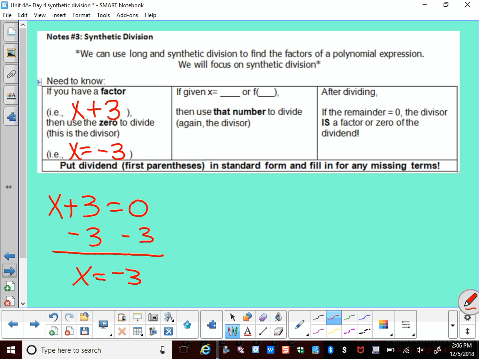If they give us x equals something, like x equals 2 or f of 2, you just use that number. So the only time we're going to take the opposite is when it's a factor. After dividing, if the remainder is 0, the divisor is a factor or zero of the dividend.